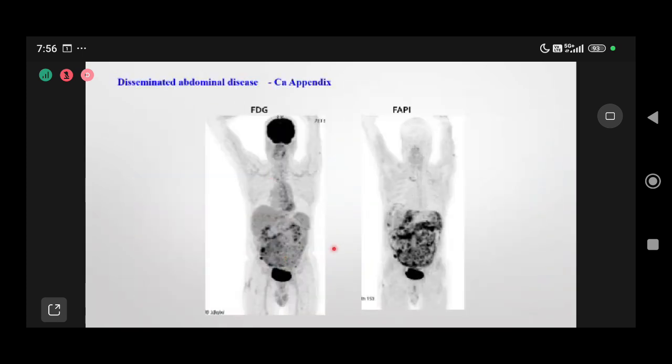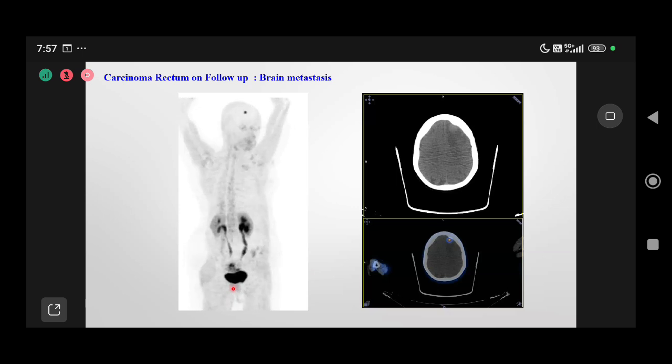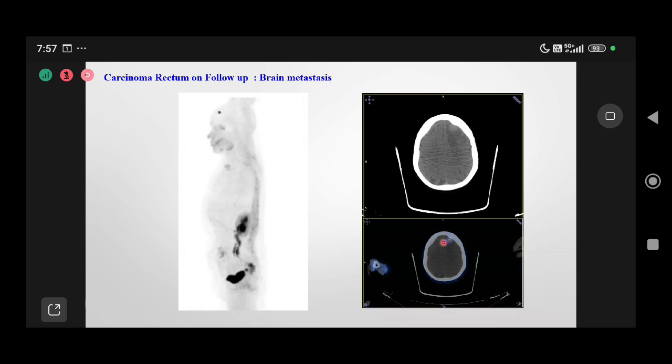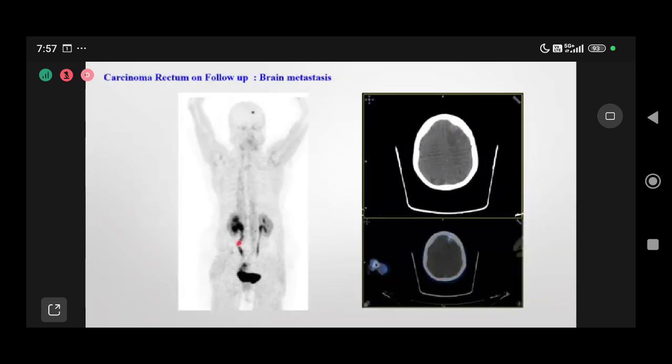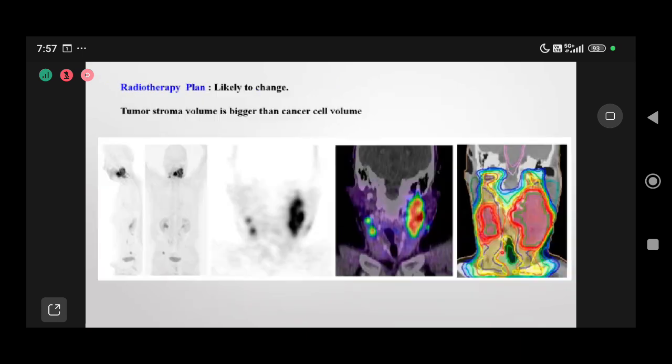And this is the comparison between the FDG and FAPI. In the case of CA appendix, we can see the diffuse peritoneal disease, which is missed out in FDG. All these black spots are the disease. And it was a case of CA rectum, which is on follow-up. We were able to detect the brain lesion, brain metastasis over here, which we can see in the CT too in the FAPI PET CT scan. Definitely it would have been missed in the FDG.